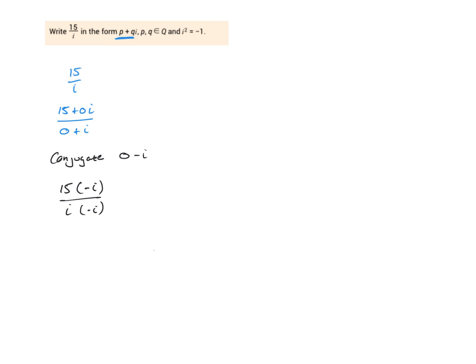All I do then is work it out, guys. I've got minus 15i, because 15 times minus i is minus 15i. And then I've got i multiplied by minus i, which is minus i squared. Remember i squared is equal to negative 1, so we can change this, and all we do then is change the sign in front, which now means this becomes positive. So I now have minus 15i over 1, which means the answer is minus 15i, and I'm done.